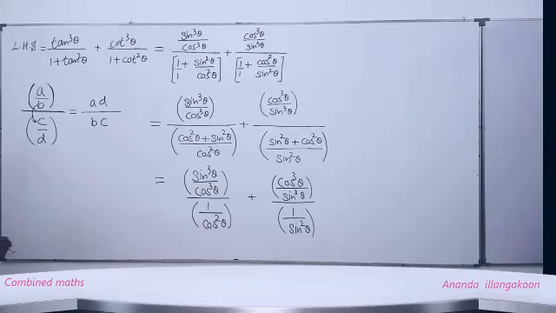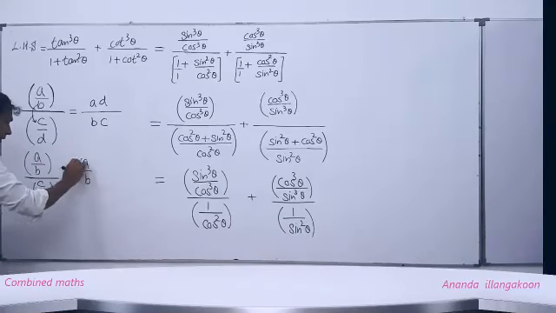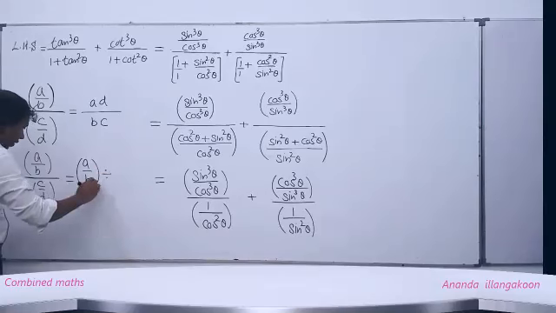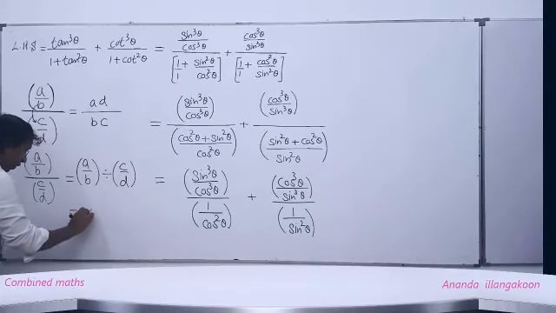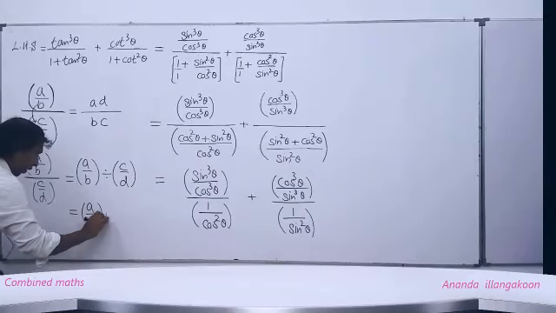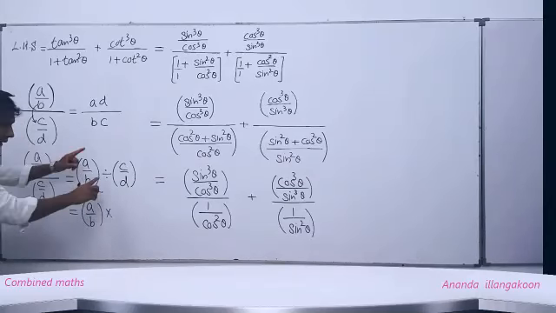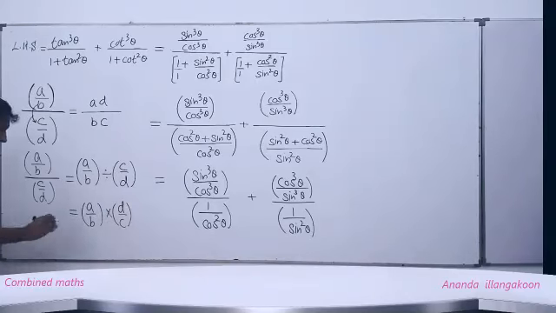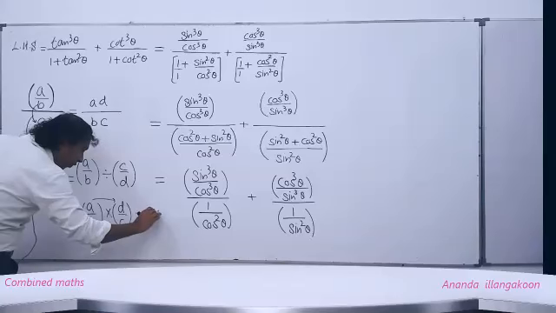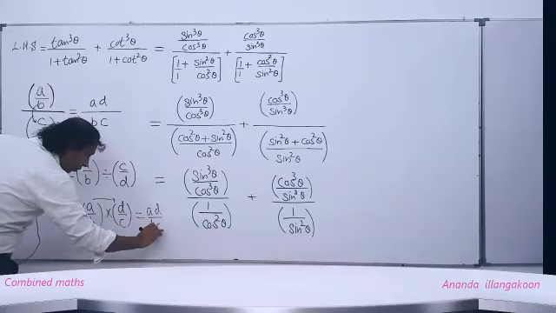This is common, really, people write it this way: A divided by B divided by C divided by D. Now the meaning: this line means division sign. So therefore I can write it like this: A by B divided by C by D. This division sign, people, I can write as a multiplication and take the reciprocal, D upon C. Then A and D make AD, and this is BC, correct, no?